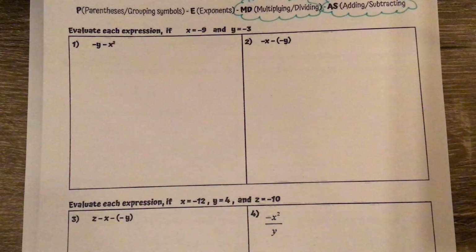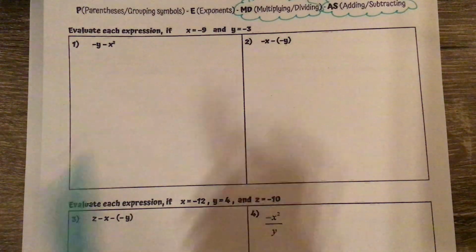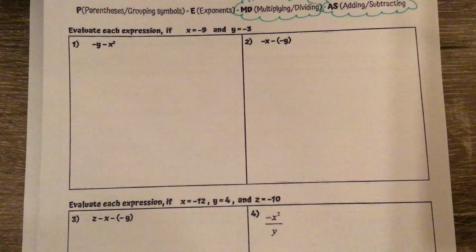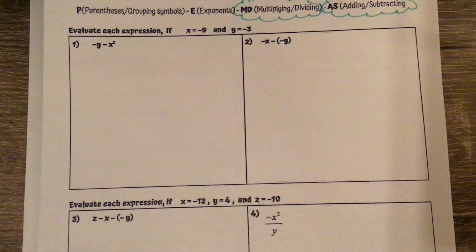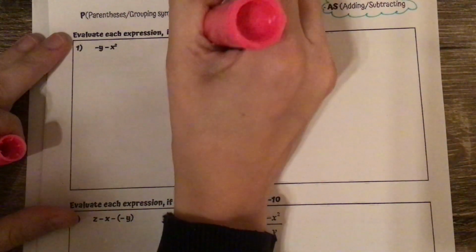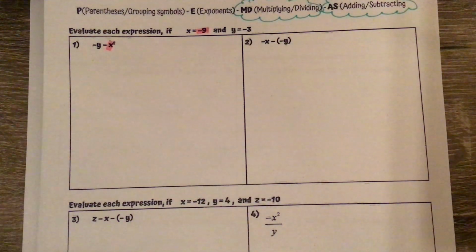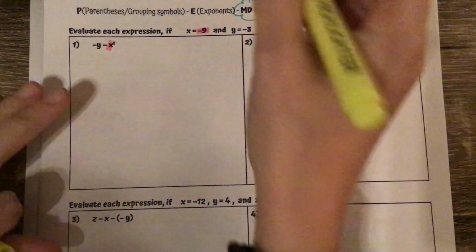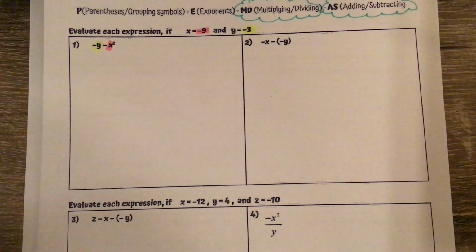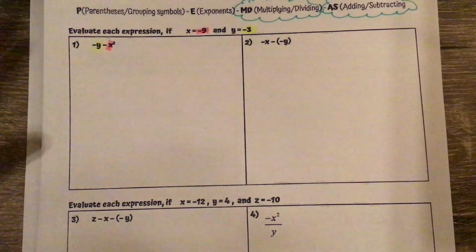So let's look at this first expression. Evaluate each expression if x equals -9 and y equals -3. Basically, we are plugging in these values. I'm plugging in -9 wherever I see x, and I'm plugging in -3 wherever I see the y. You've got to be really careful here because you've got these negatives and these subtractions, so make sure you're paying extra close attention.